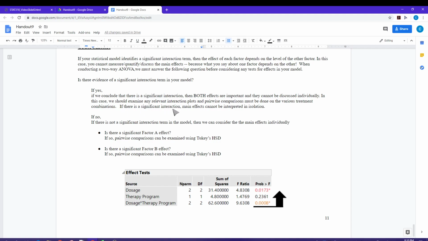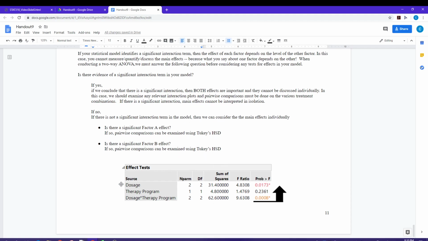If there is no significant interaction, then the main effects can be interpreted individually or in isolation. So if we don't have interaction, then I can go ahead and look at the effect of dosage independent or in isolation compared to the effect of therapy program. In those cases, I can look at those p-values to determine which is significant and what is not. And I would just do my multiple comparisons with each factor individually. You'd want to be using Tukey's HSD as we talked about in Handout 8.